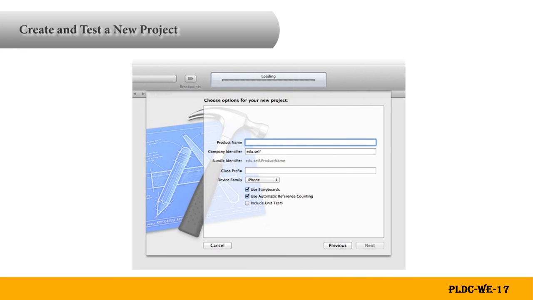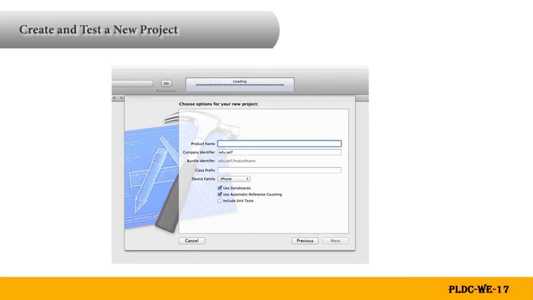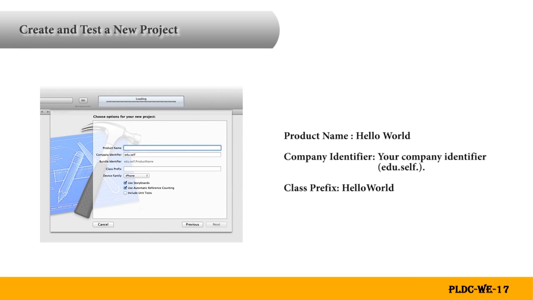Fill in the product name, company identifier, and class prefix fields. You can use the following values. As product name, Hello World. Company identifier, your company identifier, if you have one. If you don't have a company identifier, you can use edu.self. For class prefix, use Hello World.